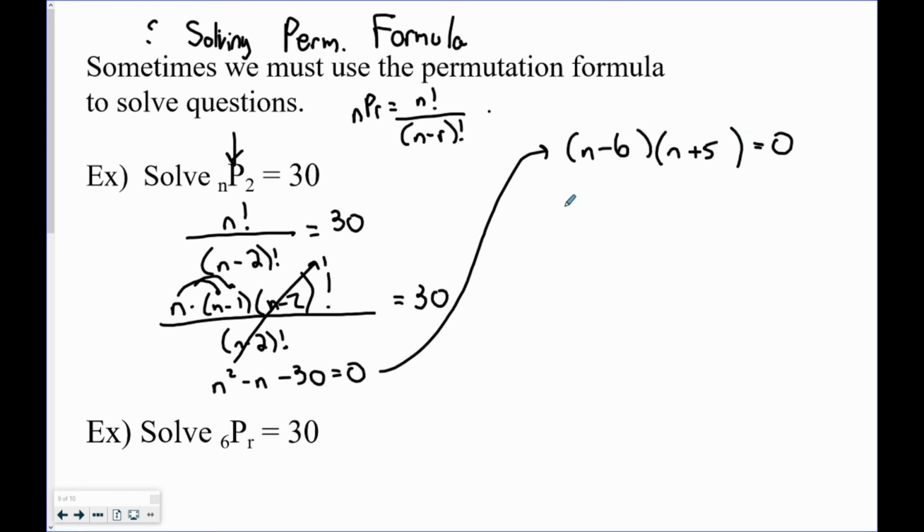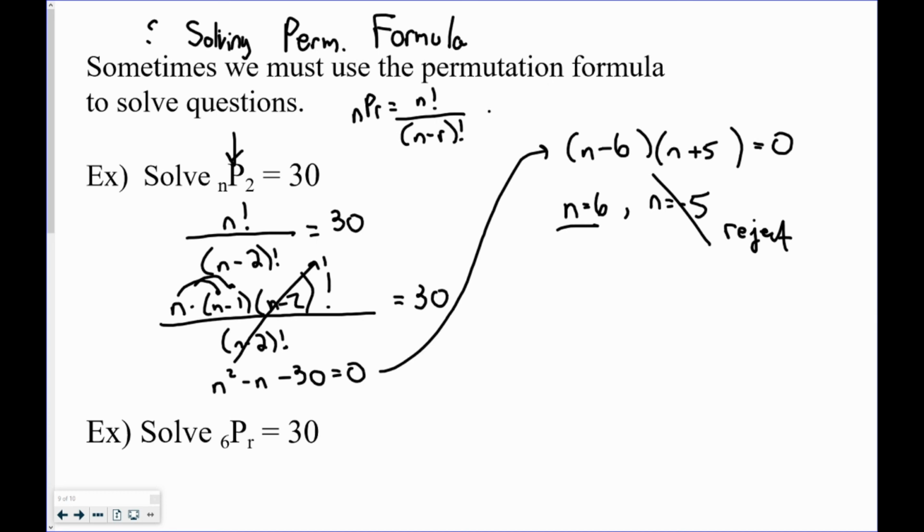And now you can use the zero product property, and you'll get n equals 6, and you'll get n equals negative 5. Now, you do need to check your solutions. The n value has to be at least 1 or bigger, right? Maybe it could be 0. I can't remember. I'll have to look into that. But it definitely can't be negative. So actually, you're going to reject this, and you just have the one answer, n equals 6.